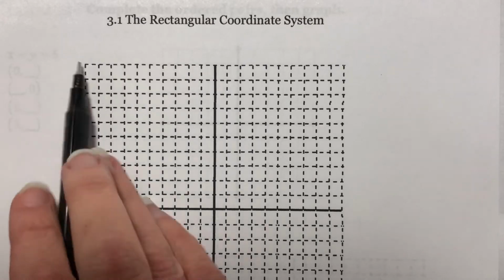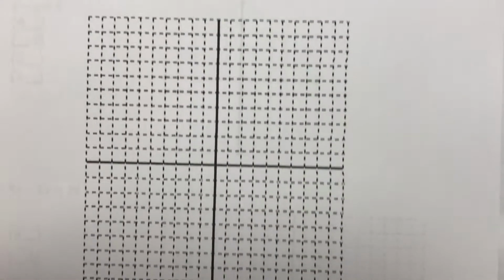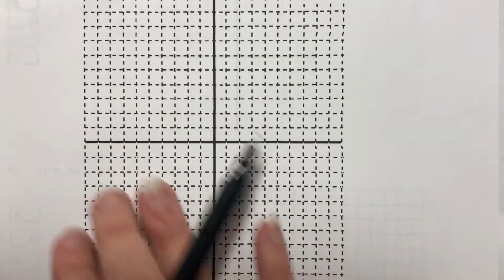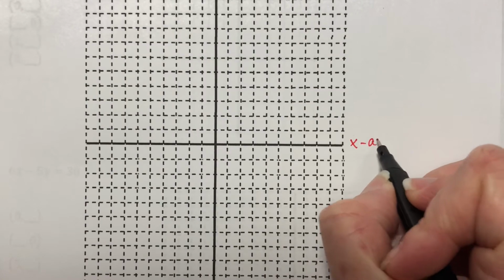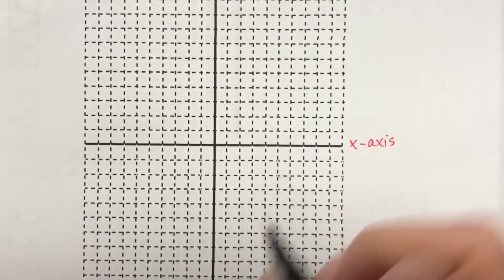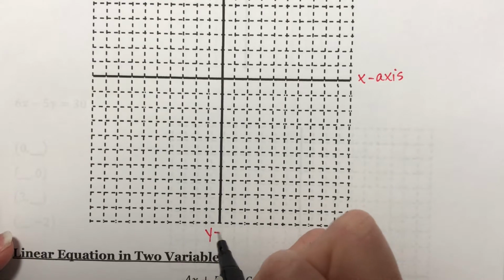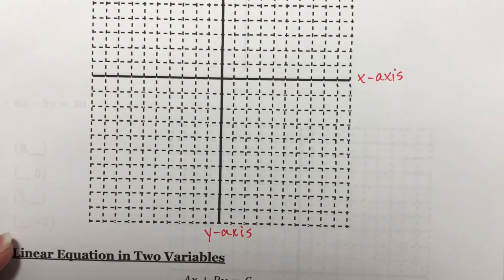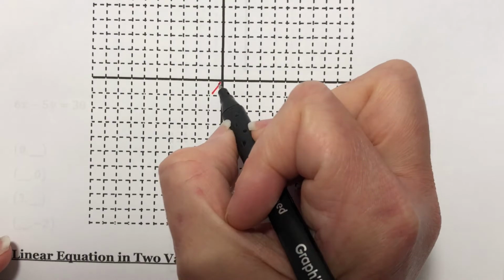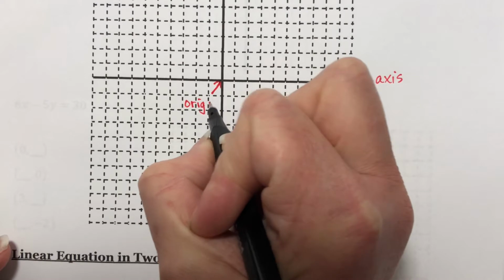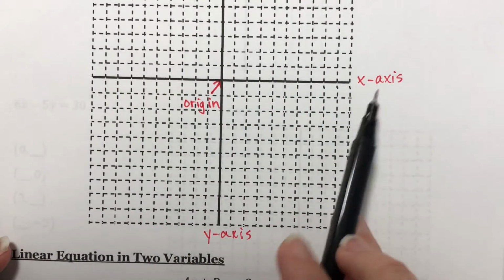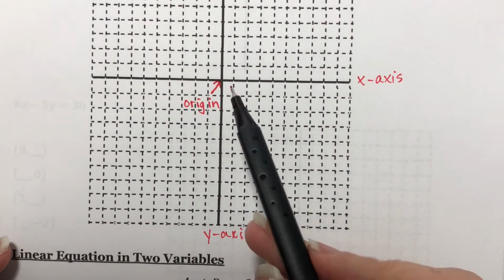Okay, so 3.1 is the rectangular coordinate system, which is something like this. We just have some sort of grid. I realize this is not beautiful, perfect, or anything like that, but we get the idea. This right here is the x-axis, and this is the y-axis. This point right here where they cross is called the origin. These are really two number lines that cross at 0.